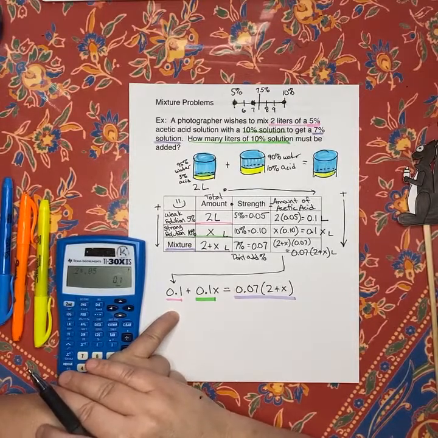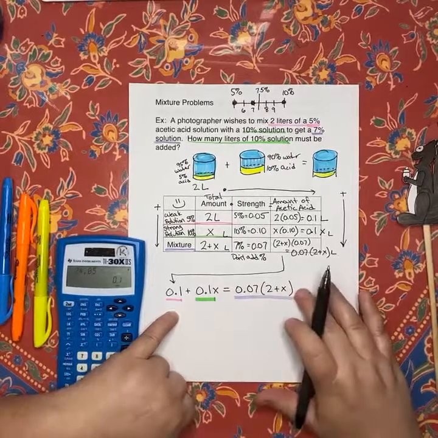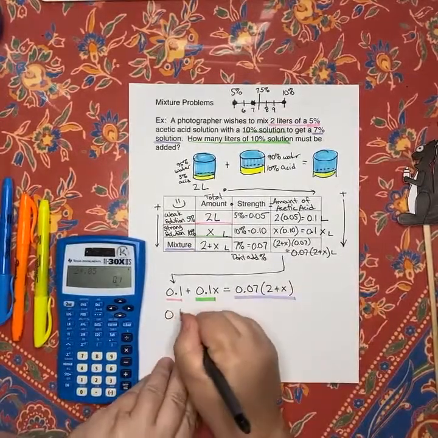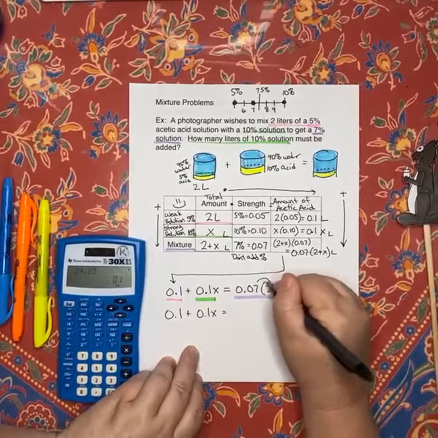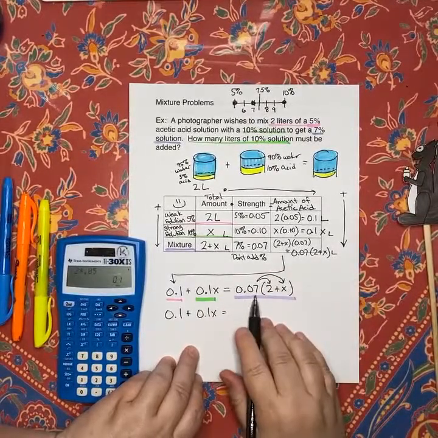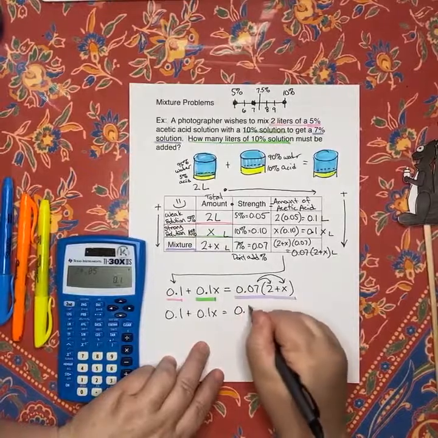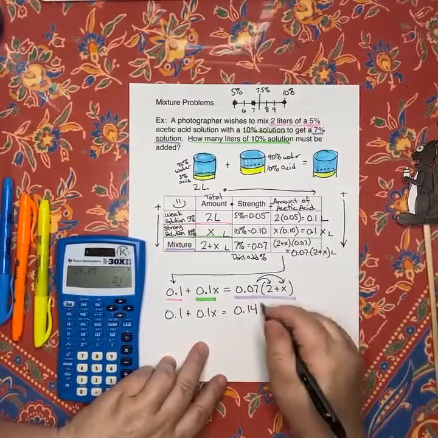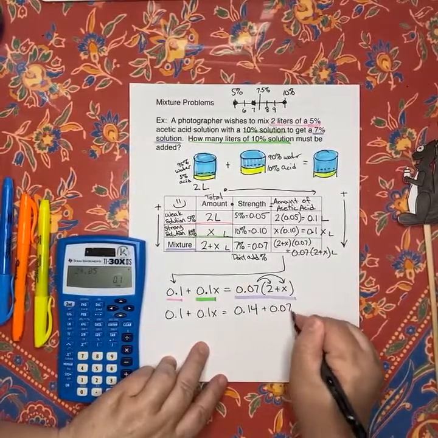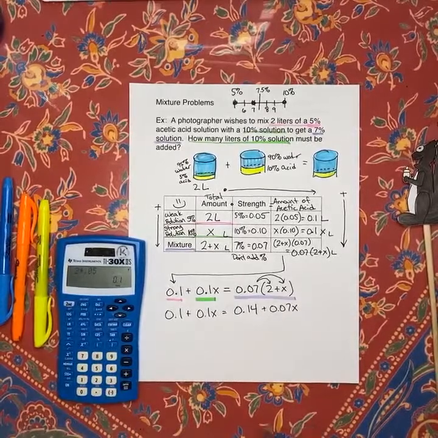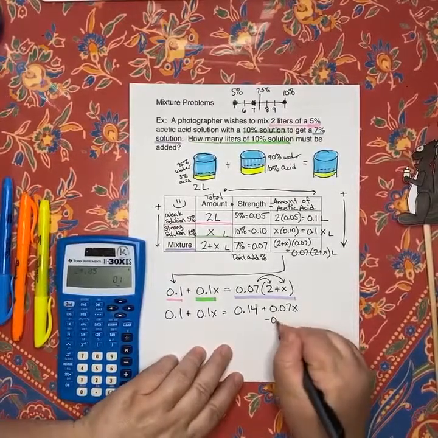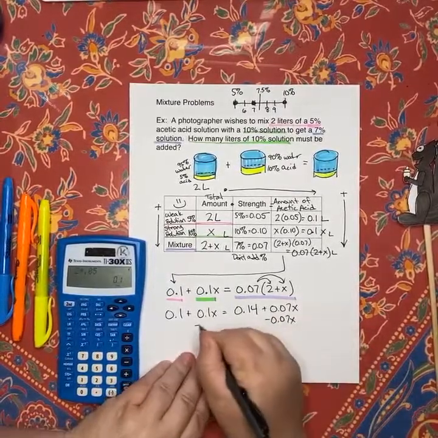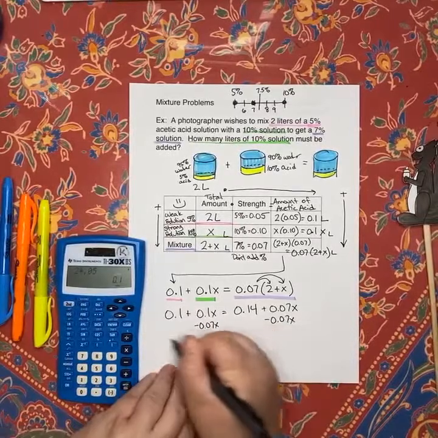Okay, so if I've got an equation, I should go ahead and simplify over here. So that's the next step. I'm going to multiply through. 0.07 times 2 is 0.14, and then plus 0.07x. Then I'm going to look at this and say, okay, where do I want to move the x's? Between these two, I think I want to move it over to the left. So I'm going to subtract 0.07x from both sides.